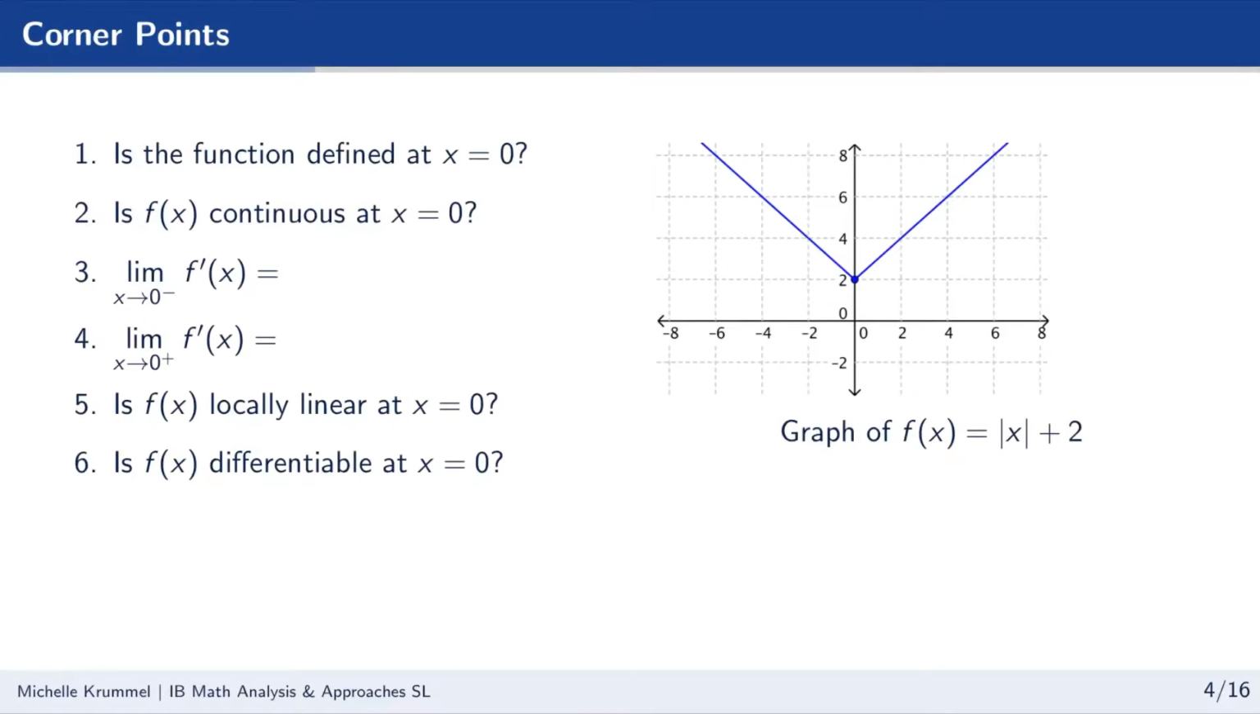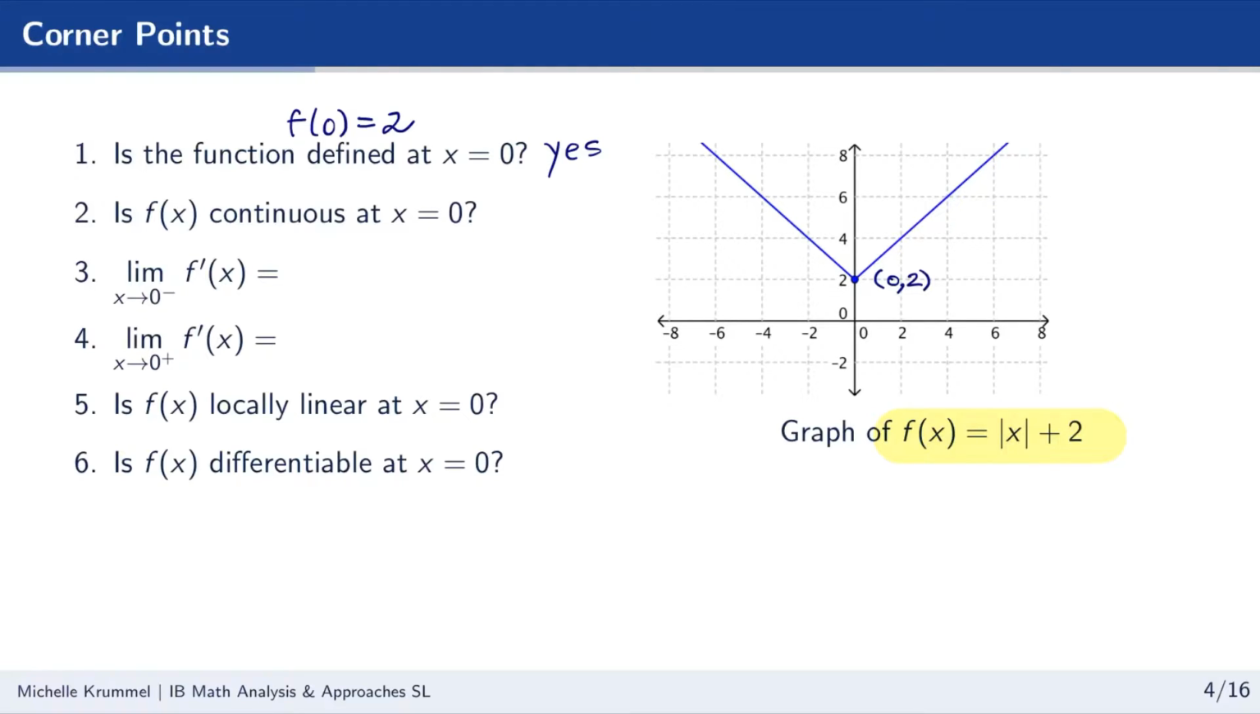Let's look at a few different examples. So here we have the graph of, and we're given the equation, f of x equals the absolute value of x plus 2. So it's just the parent absolute value function shifted up 2. Is this function defined at x equals 0? Well, when x equals 0, we can see that there is a point on the graph, (0, 2). So yes, it is defined at x equals 0. I could also say f of 0 exists, or f of 0 is defined, or just f of 0 equals 2.